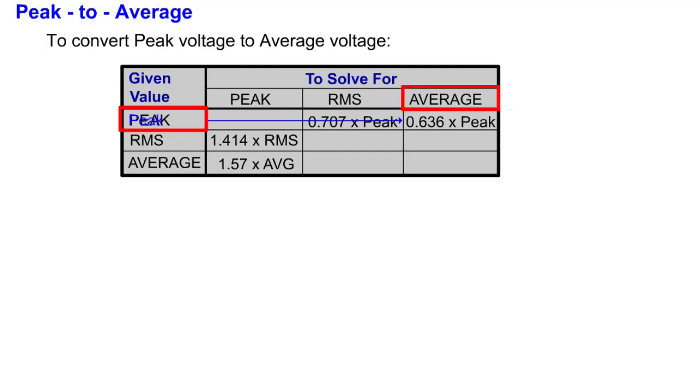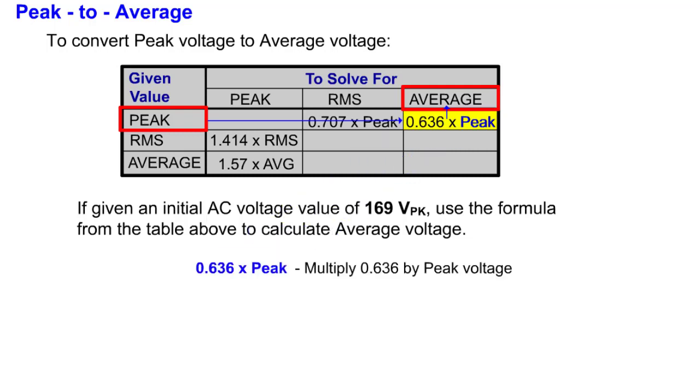To convert peak voltage to average voltage, follow the example. Given an initial AC voltage value of 169 volts peak, use the formula from the table to calculate average voltage as shown.